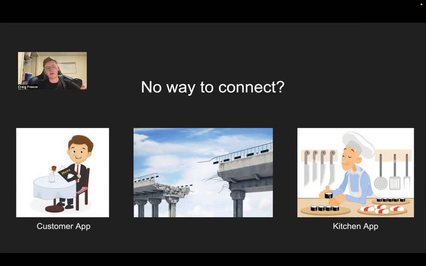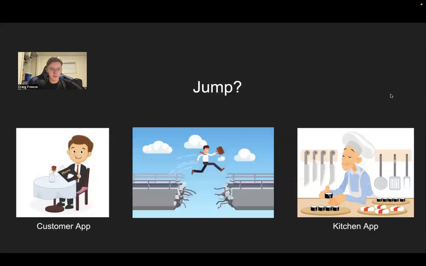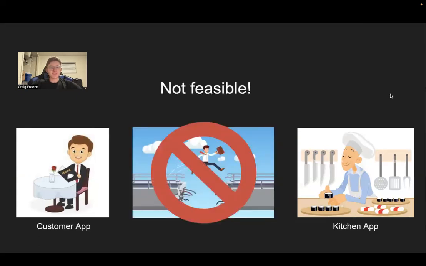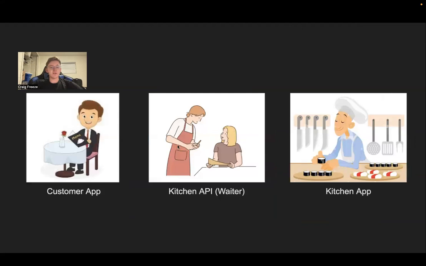Although you might be able to create a convoluted way of connecting these two things together, an API creates a protocol of how we're going to be interacting between these two things. You might be tempted to think, I'll just make the jump. Obviously, that's not feasible. So instead, we're going to use a waiter, or what we'd consider to be the kitchen API. It's a common naming scheme to name your API after the application that it's interfacing with.